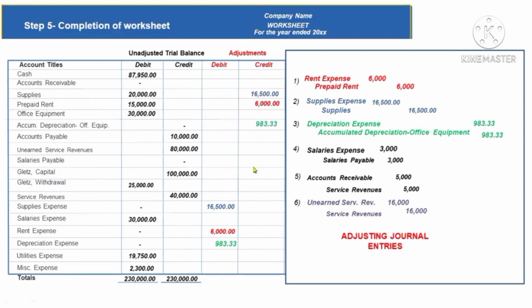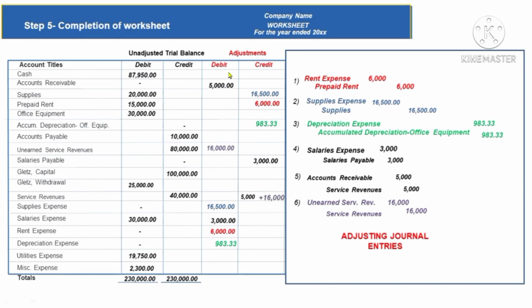The salaries expense should be debited here, and salaries payable should be credited also by 3,000. The accounts receivable debit 5,000, and then service revenue should also be credited by 5,000. And the last adjusting entry, we have unearned service revenue debit for 16,000 and service revenues for 16,000. So that's it for posting.